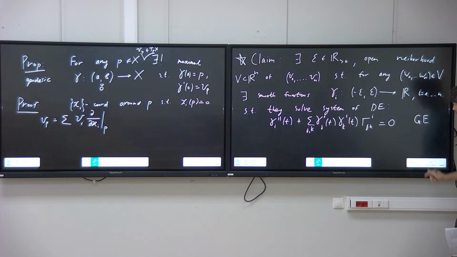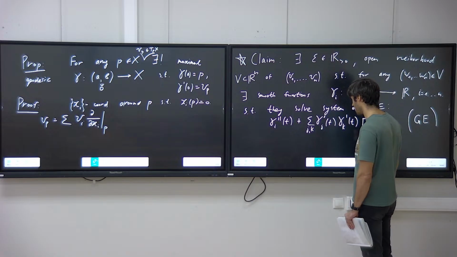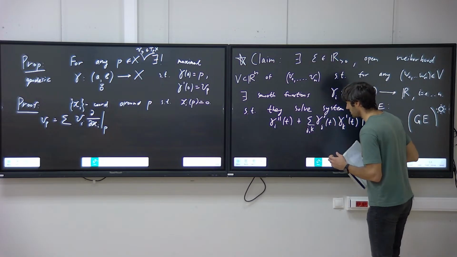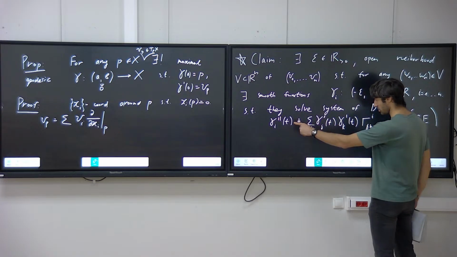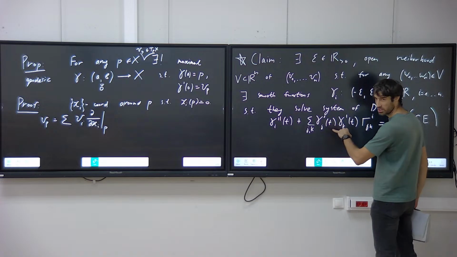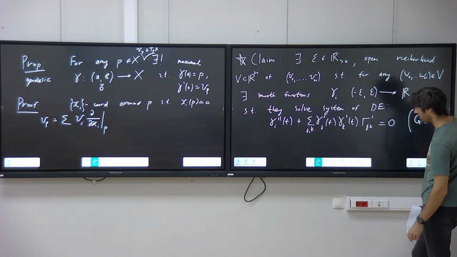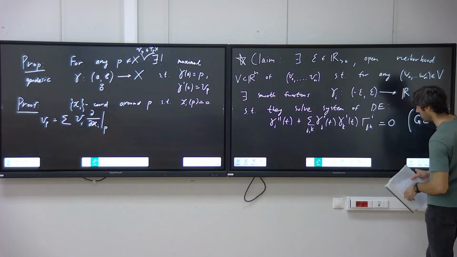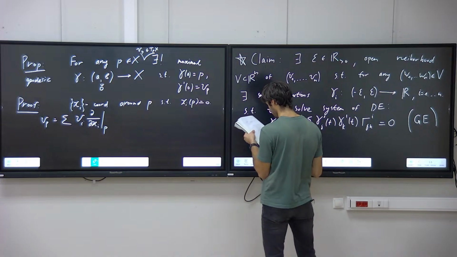Okay. It's a system of differential equations because we have such an equation for each i, and this system is of second order, as you can see, and it's not linear, because you have a multiplication of two derivatives of gamma. Anyways, I didn't finish the claim.